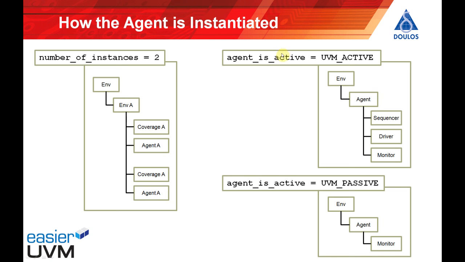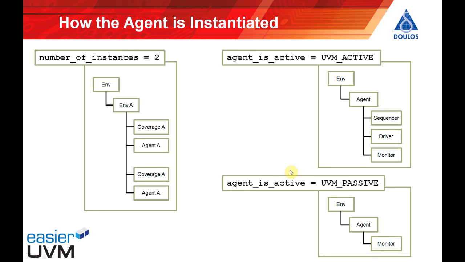Another instance-specific setting is agent is active. So within an interface template file, you can control whether that agent is going to be instantiated within active mode or passive mode. With agent is active equals UVM active, the agent will have a sequencer, driver and monitor. With agent is active set to UVM passive, it'll just have a monitor.